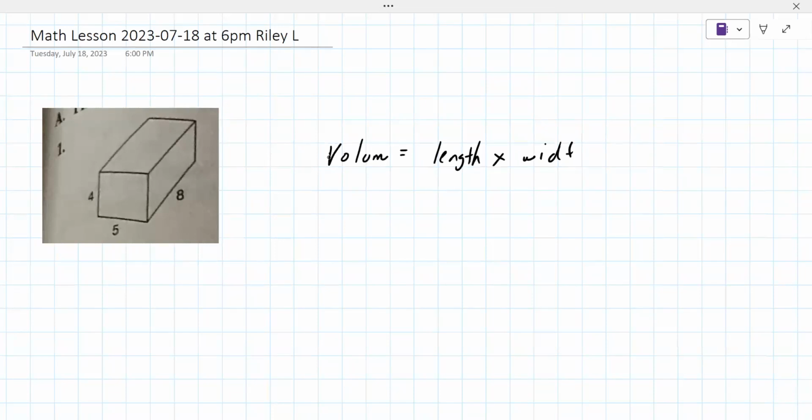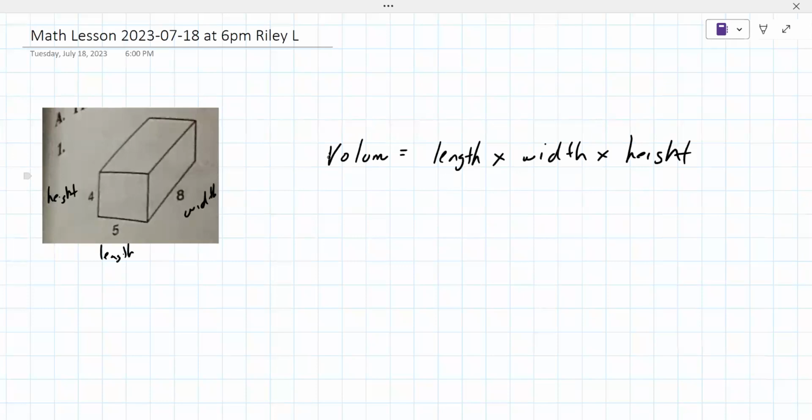Volume is length times width times height. Basically you've got to decide which is the length, the width and the height. It's kind of arbitrary and depends on your perspective. I think the height is the height. Length and width can be at your discretion there.